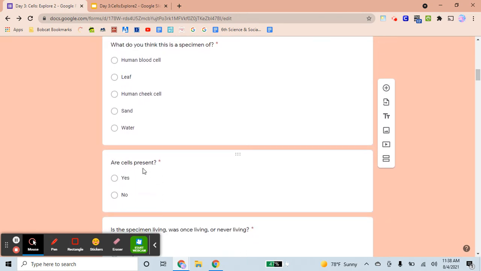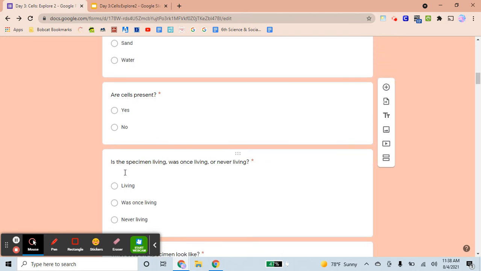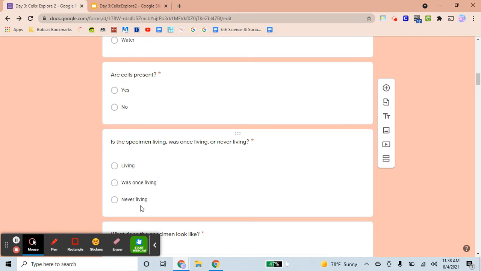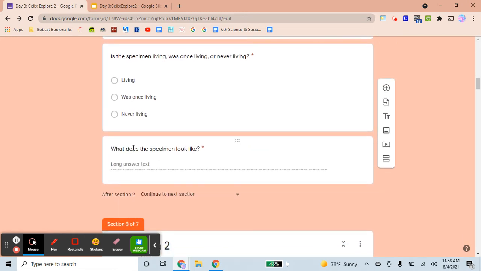Are cells present? Yes or no? Is the specimen living, was once living, or never living? Living, was once living, never living. And then describe what the specimen looks like.